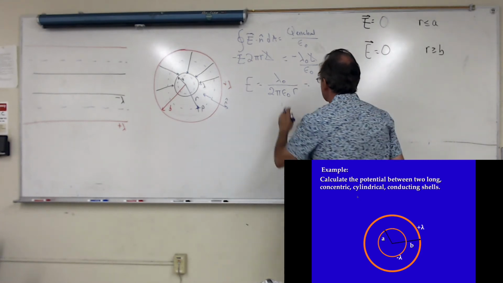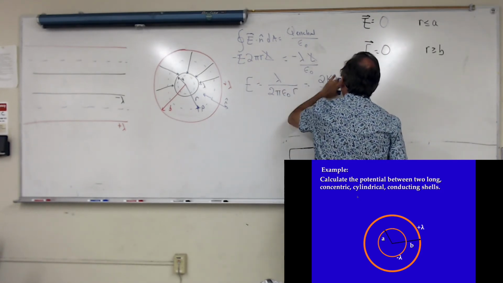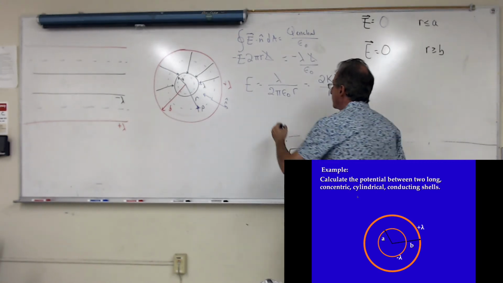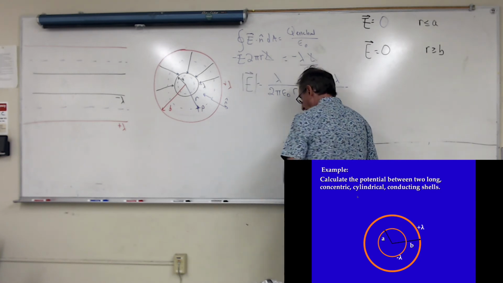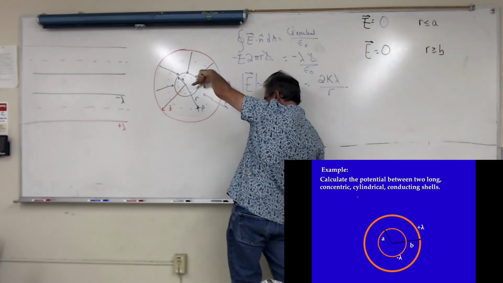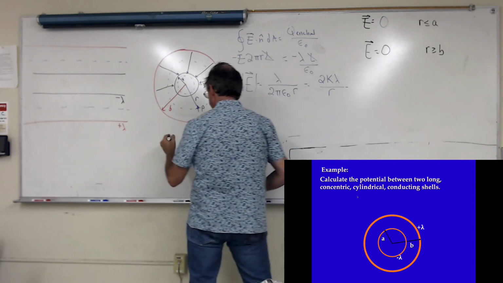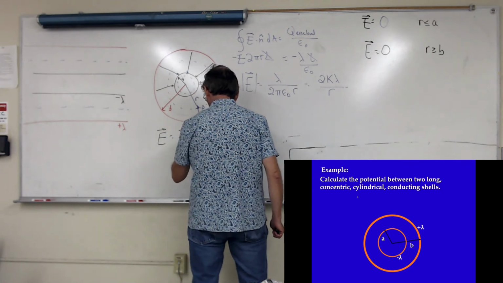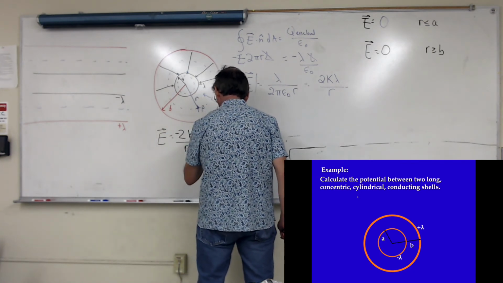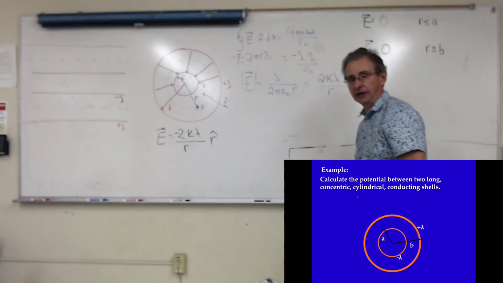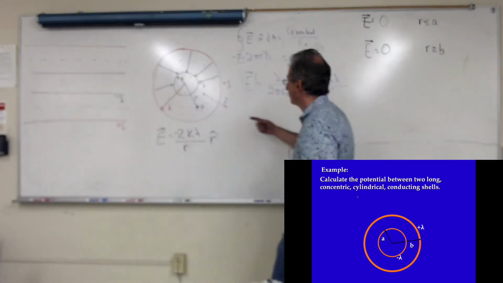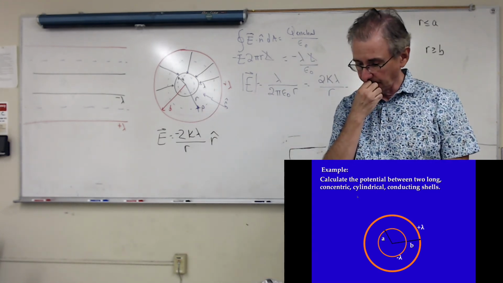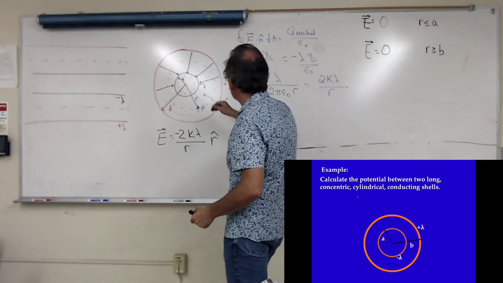This is the magnitude of the electric field. If I wanted to write it as a vector, the electric field actually points radially inward, in the negative r hat direction, because r hat always points outward. So now I know the electric field in between these two points.